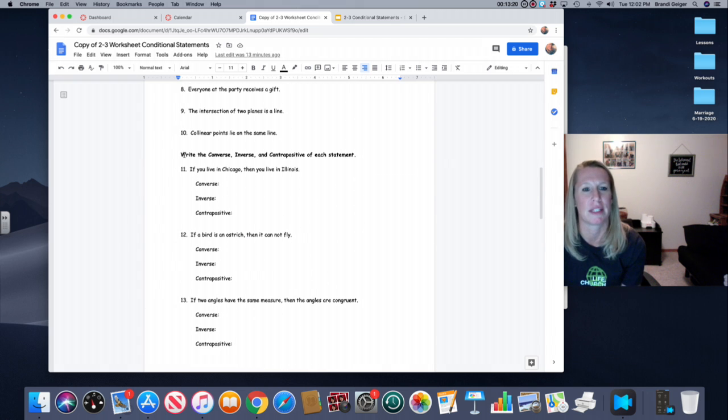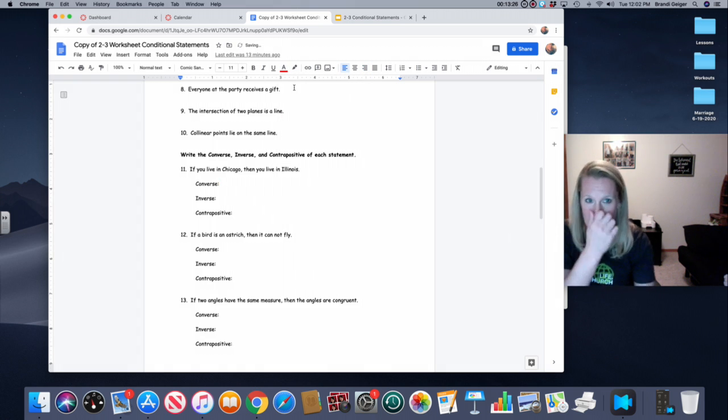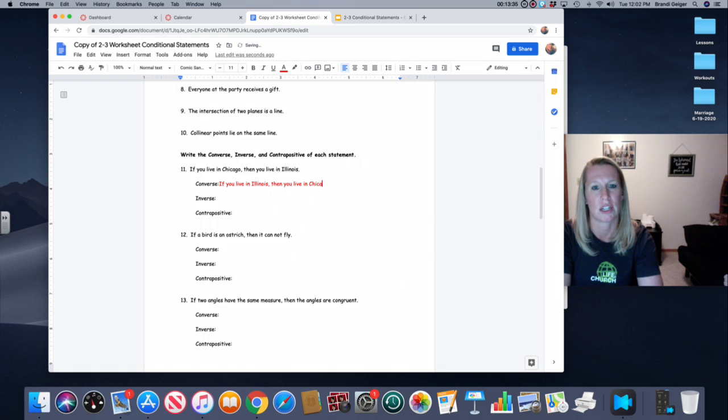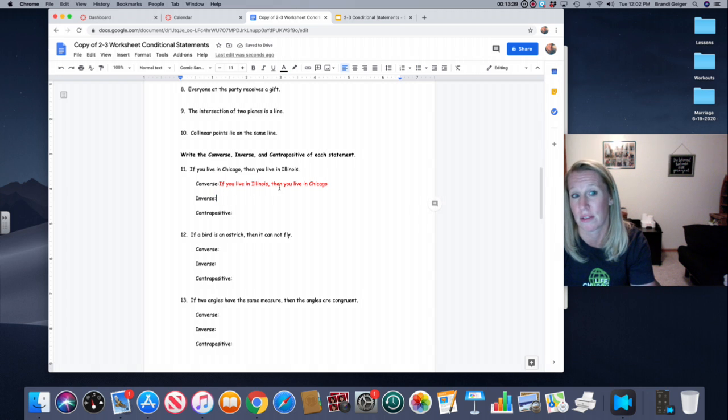Okay, so let's look at a couple here. Number 11 says, if you live in Chicago, then you live in Illinois. So I'm going to change the color. The converse just takes your statement and flips it. If you live in Illinois, then you live in Chicago. And yeah, I know that's not true, but you're still going to write it anyway.